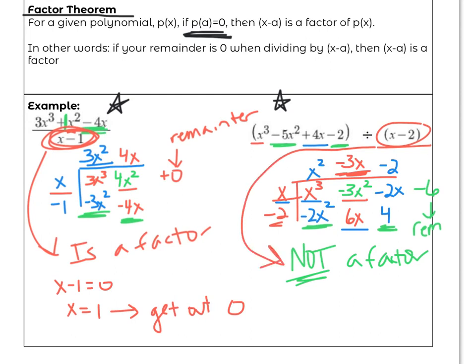This also means if I plugged in x equals 2, I get out negative 6. Once again, we go into that in a lot more detail in pre-calculus. All we need to know for this class is that if I have a remainder of 0, it is a factor. If I don't have a remainder of 0, it's not a factor. That's what I need you to get from this video.